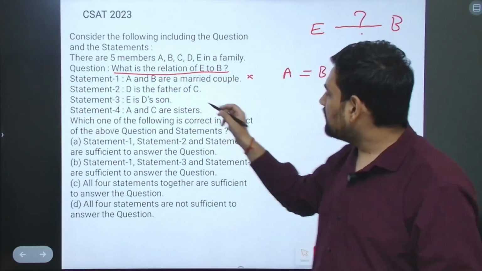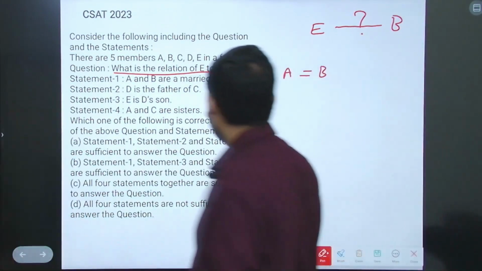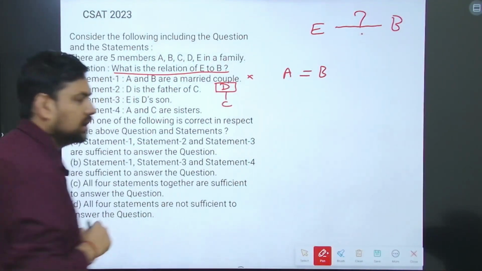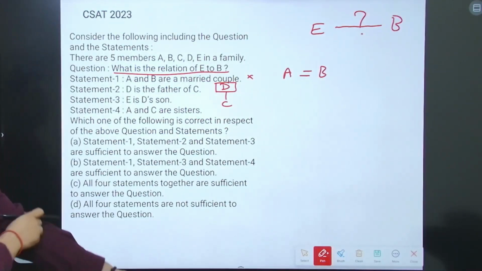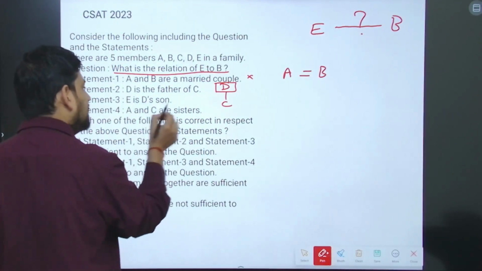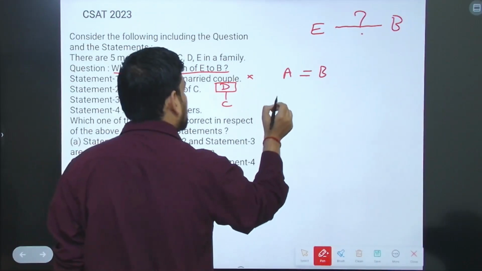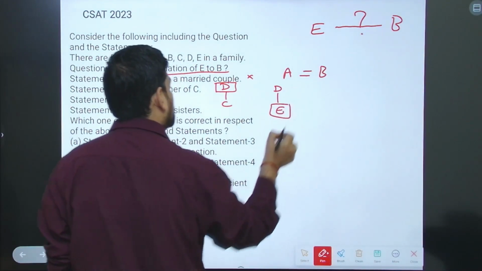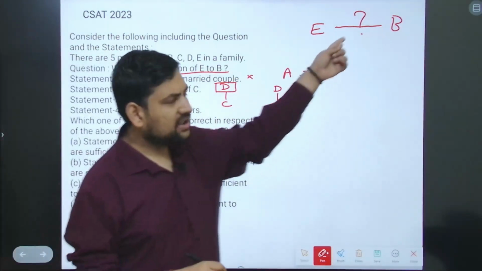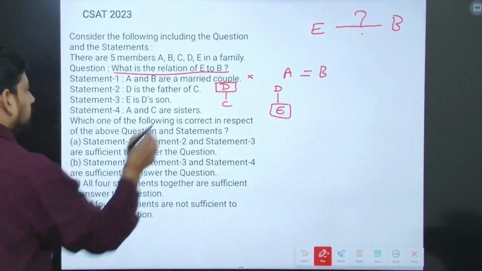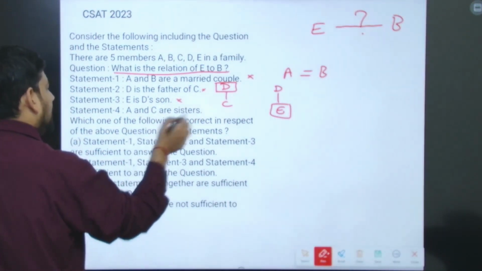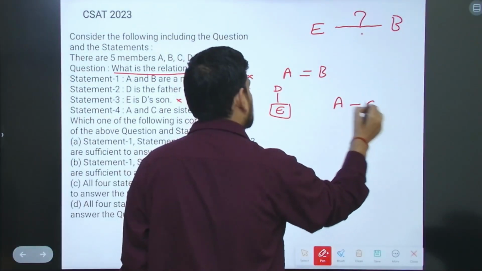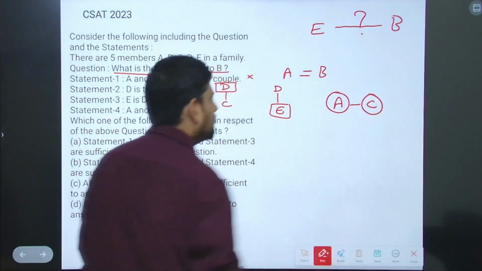Then D is father of C. So this second one looks like this. So D is father of C. I don't know the gender of C. Then third is E is D's son. So if this is D, E is D's son. Does this answer this? No. Then last is A and C are sisters. So last is A and C are sisters, means their gender is also revealed.